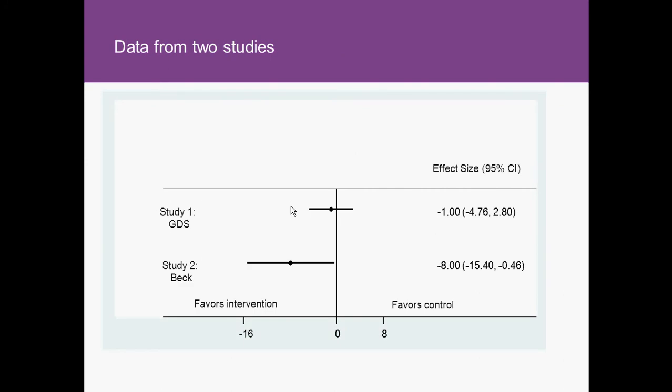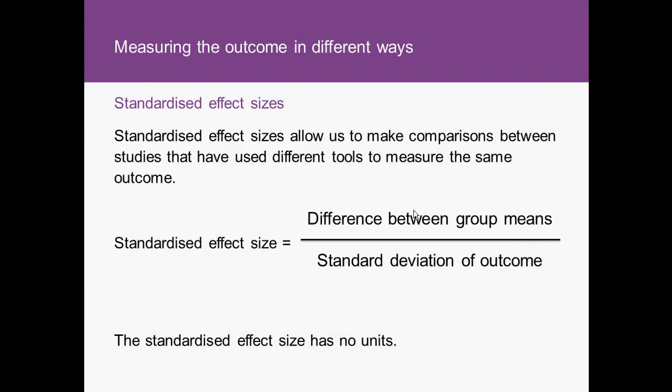If we hypothetically run these 2 studies and see our results, we see that study 1, which used the Geriatric Depression Scale as its primary outcome, had an effect size of 1 point difference between the intervention and control groups in favour of the intervention using the GDS scale. However, the Beck Depression Inventory study had an 8-point difference using this scale's metrics. It's difficult, however, to understand exactly how these 2 studies relate to each other given they've measured their outcomes on different scales.